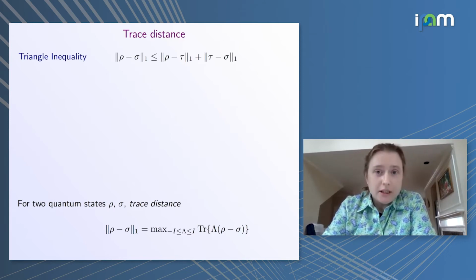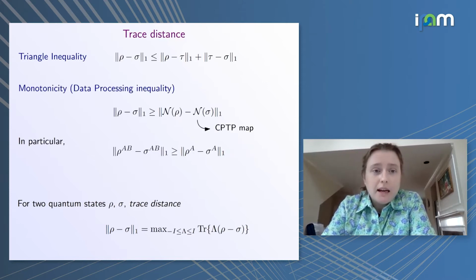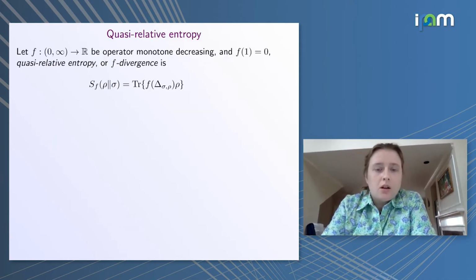It is indeed a distance, so it does satisfy the triangle inequality. And it also satisfies the data processing inequality, which is pretty cool, I think. This is what we also expect from a measure of distinguishability between quantum states: it gets harder to distinguish them when they pass through a noisy channel. So having those two measures, we're going to go back to them in a second.